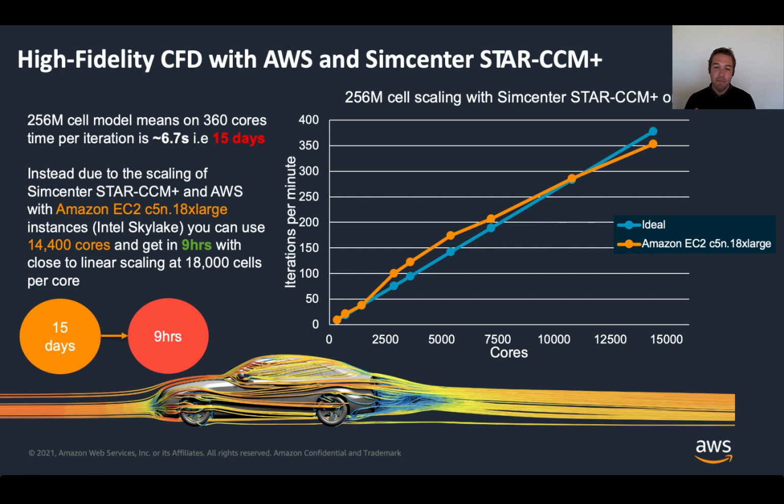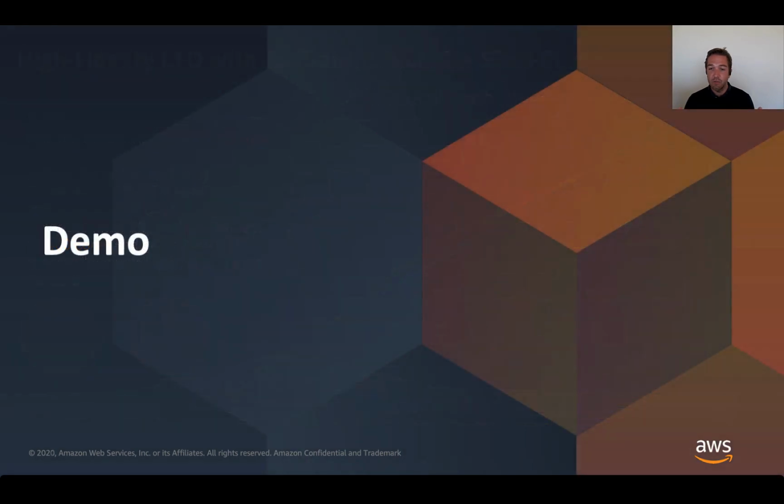So instead, by using AWS, which of course I did because I work for AWS, I can use Amazon EC2 C5n instances and go from 360 cores to 14,000 cores and get that back now in 9 or 12 hours, basically less than a day, which is a considerable speed up. And basically what you see is the code actually scales really nicely, about 20,000 cells per core, and it's still scaling. So this is a really good example. And as I said, what I'm going to do now is show you that case running so you can get a feel of how we provisioned the cluster, which is what we'll do now.